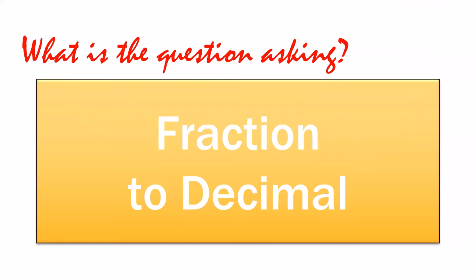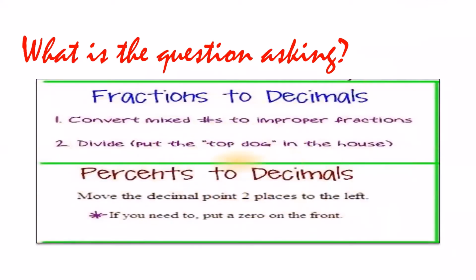Now, what is the question asking? The question is asking converting a fraction to a decimal. Well, how do we convert a fraction to a decimal? We simply divide. We put the top dog in the house, bottom dog outside. Now, to use mathematical terms, we'll put our numerator inside and our denominator on the outside, and we'll just normally divide.